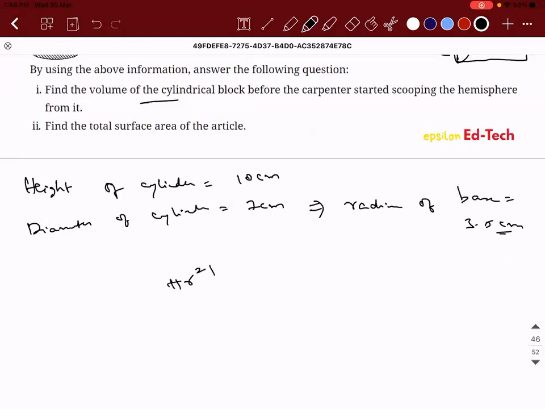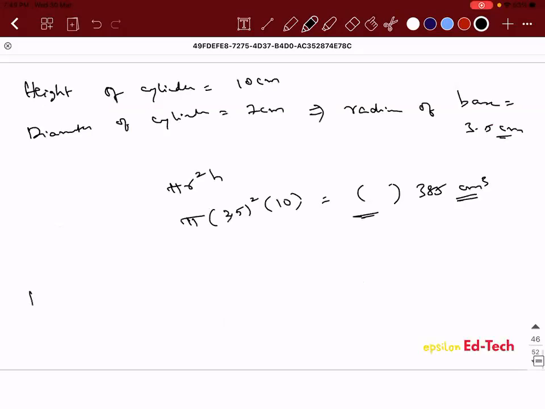It is pi r square h. Pi into r square is 3.5 the whole square into h is 10. So this will be the required answer, and the value comes out to be 385 centimeter cube. Now you need to find the total surface area of the article. So what is the total surface area of the article? So total surface area will be equal to the curved surface area of cylinder plus the CSA of the hemisphere.